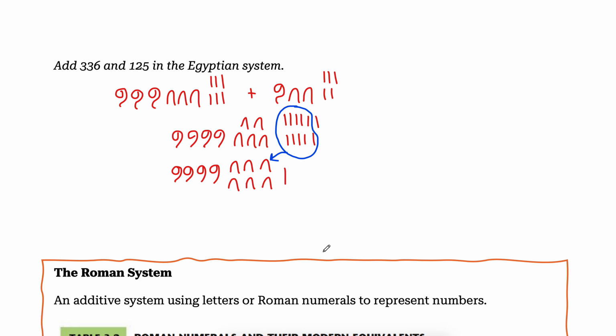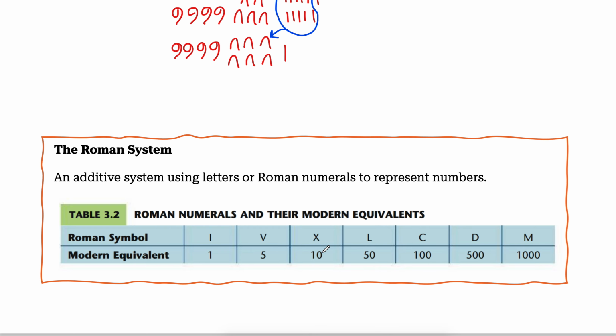At the bottom of the page, I've got the Roman numeral system. So the Romans were also an additive system, just like the Egyptian system. Though they had more symbology, so their numbers maybe weren't quite as long as the hieroglyphics could be. And most people are more familiar with the Roman number system, so I don't have any examples of that one, but I do have the chart for the Roman numerals for our numbers 1 up through 1000.